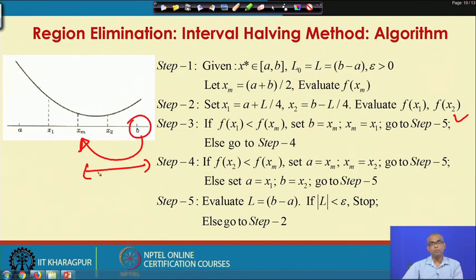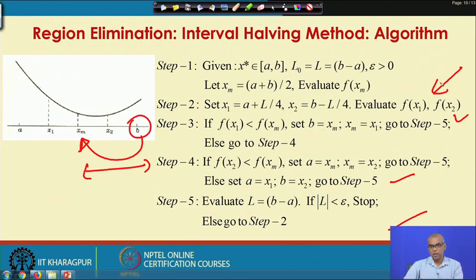Let us see what is step 4 and step 5. If the function value of x2 is less than the function value of xm, we will set a as xm, xm equal to x2, and then go to step 5. Otherwise, we will set a equal to x1, b equal to x2, and go to step 5. In step 5, we will check whether the length of the interval is less than a small value or not. If it is, the length of the interval is very small, we will stop. Otherwise, we will go to step 2, where we repeat this entire process.